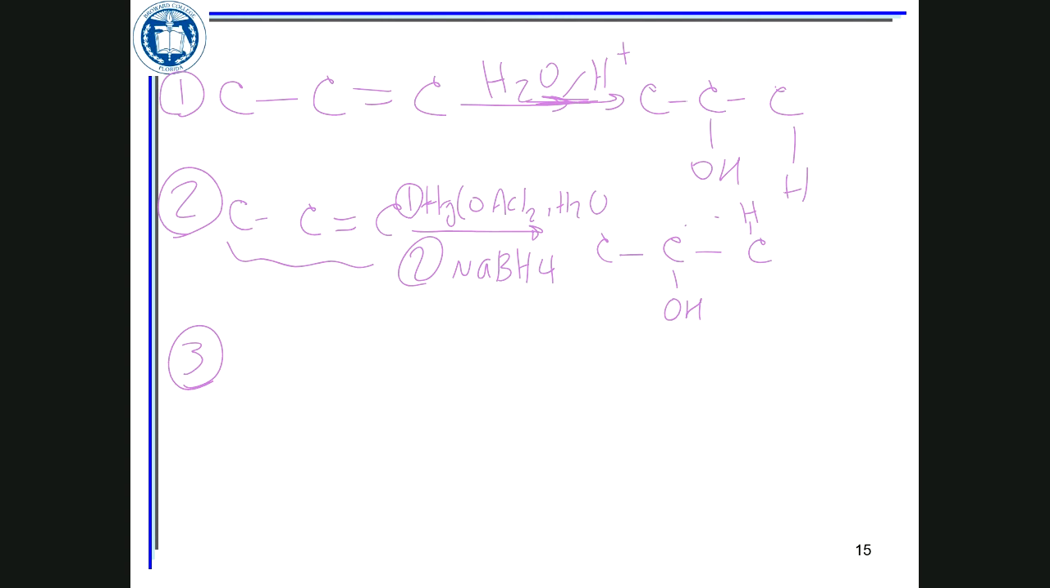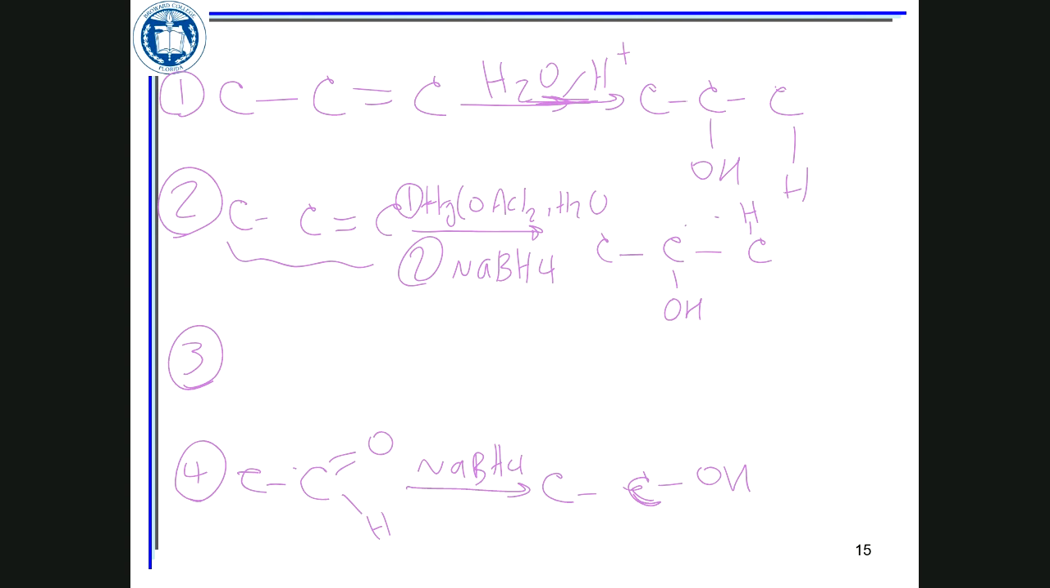Third method to make alcohol. How can I make primary alcohol? What's the name of the reaction? I have to use aldehyde. Okay, very good. I can reduce aldehyde, but that is going to be a next method. I'm not going to use it for the third, because for the third we are still working on hydration, but it is indirect hydration. What else can I do? If I have aldehyde and I reduce it using a reducing agent, I can change that to alcohol.